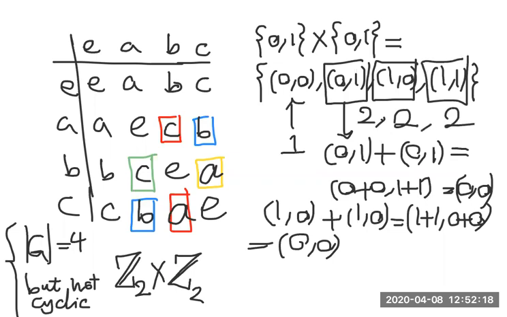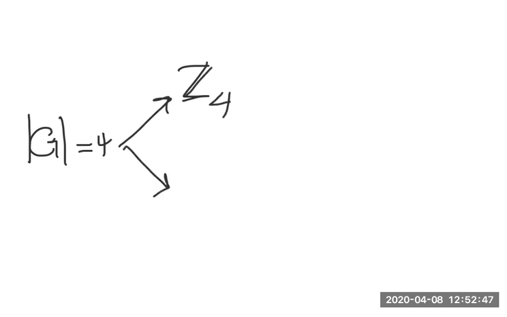So there is no element with order 4. So what we have here, our table, is actually Z2 times Z2. So if G has 4 elements, it's either Z4 or Z2 times Z2. And that's it.